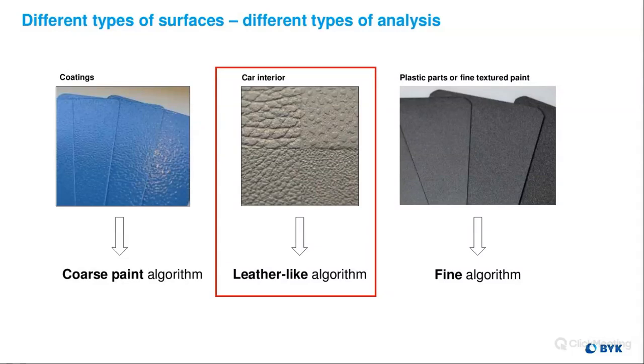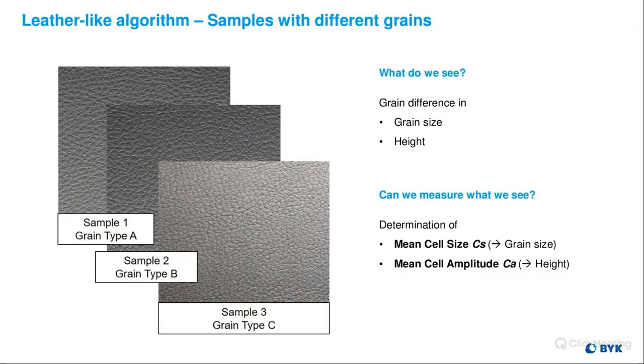So to dive into the leather-like algorithm, unfortunately we'll just be on the leather-like algorithm today for time's sake. To get started, we have 3 samples here: sample 1 with grain type A, sample 2 with grain type B, and sample 3 with grain type C. So what do we see as differences between these samples?